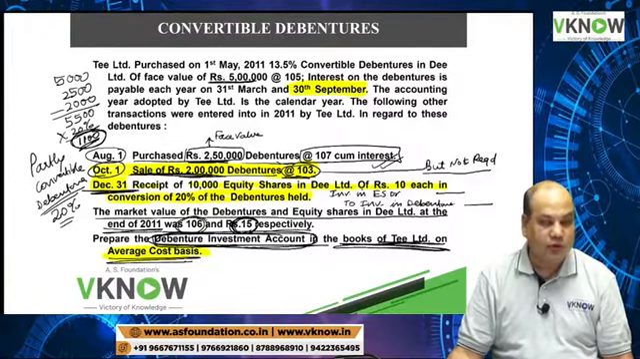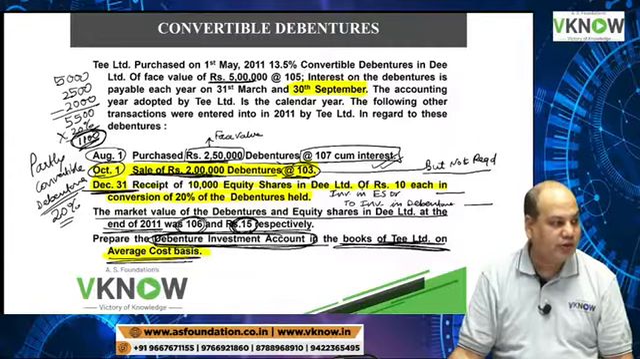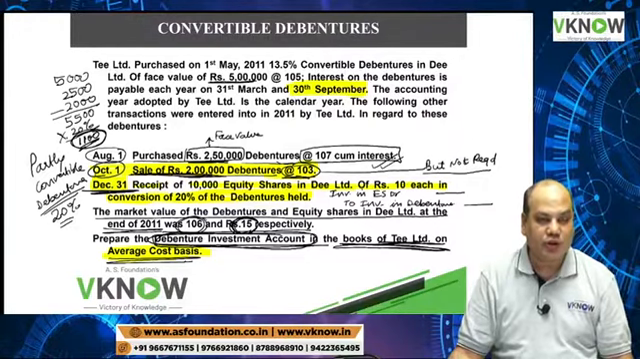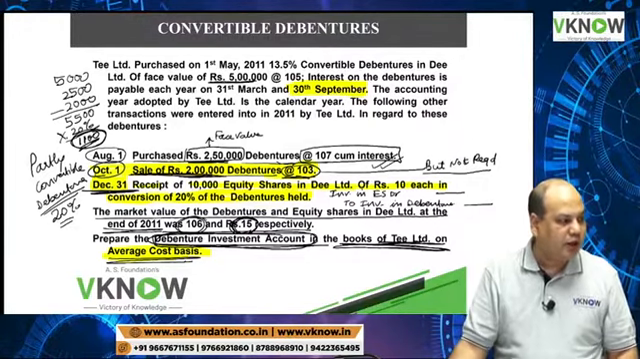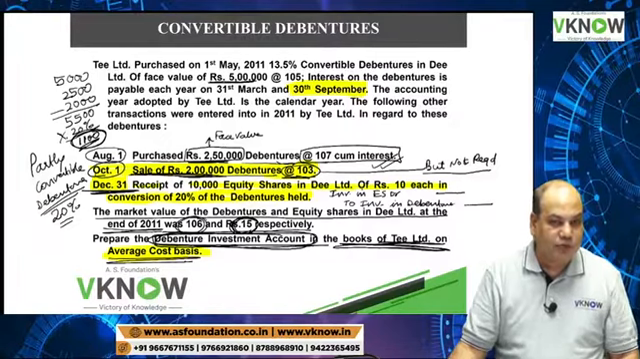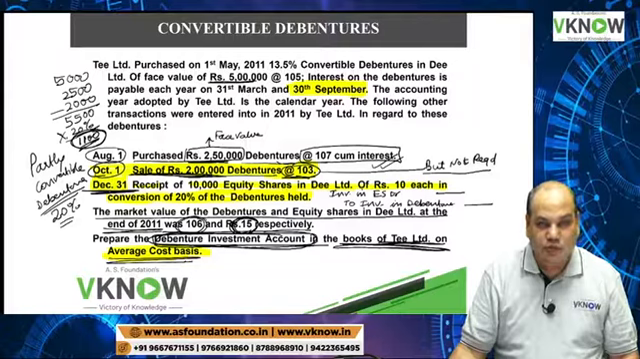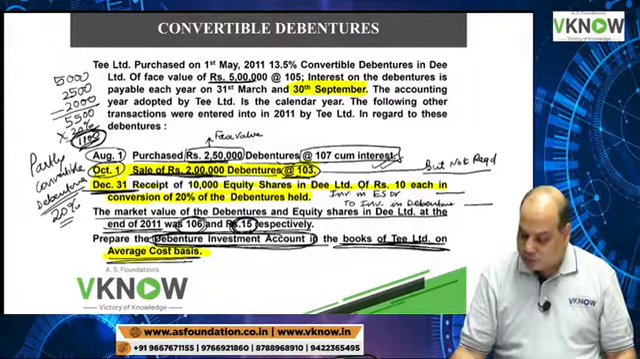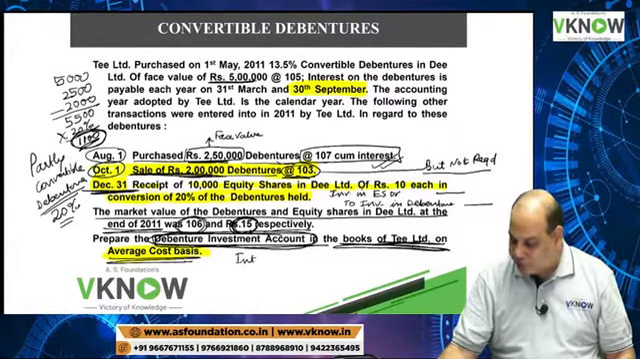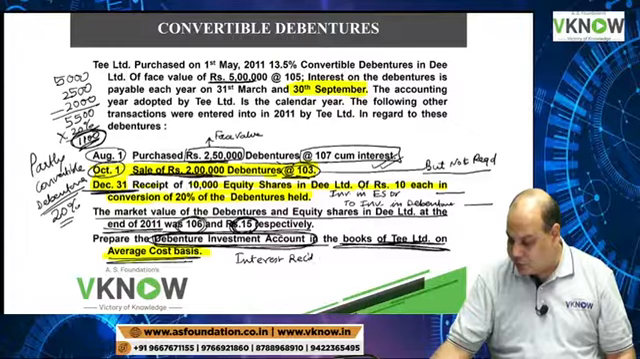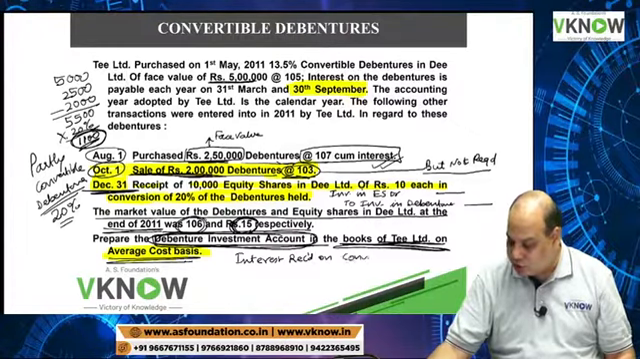So this question will require you to do some extra work. You have to calculate the cost of debenture which was converted into share, and for the purpose of calculating the cost, you need to find out average cost. One more entry, which is a hidden entry, you have to pass: interest received on convertible debenture.